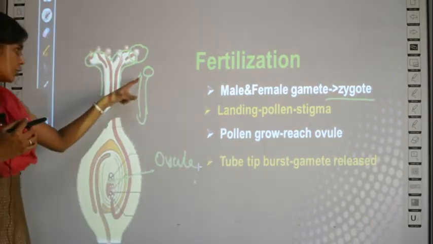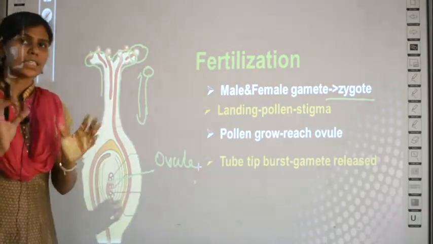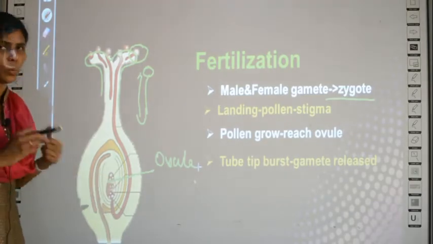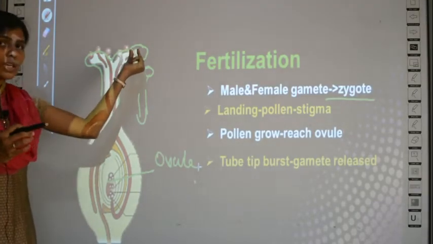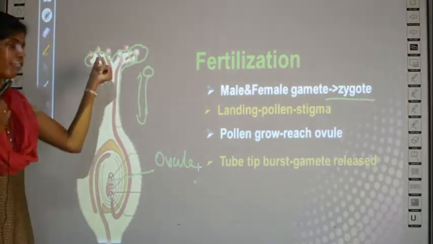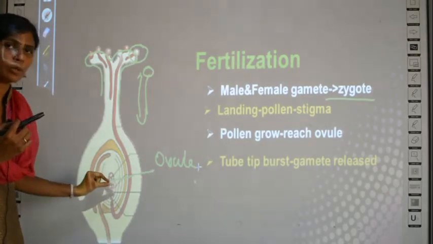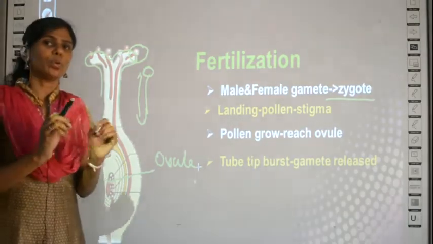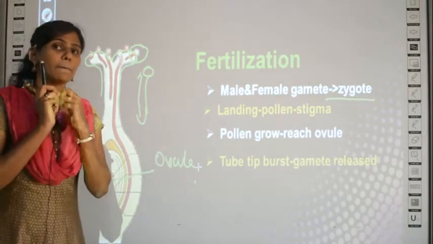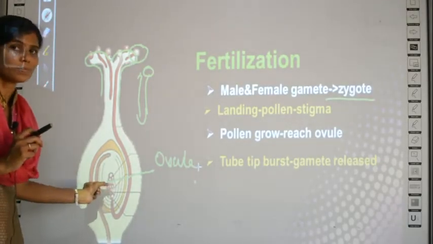Which is the tube? This is the tube, right? So, this is the tube. The tip of the tube will burst and it will give the male gamete, that is the pollen grain, to the ovule. So, pollen grains have the male gamete, and how does it reach the ovule? First, a pollen tube forms and that pollen tube will reach the ovule. Once it reaches the ovule, the pollen tube will burst and give the male gamete to the ovule.